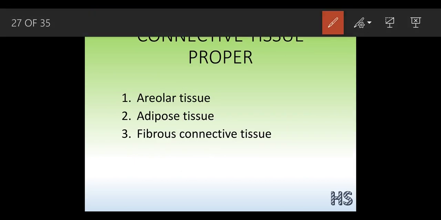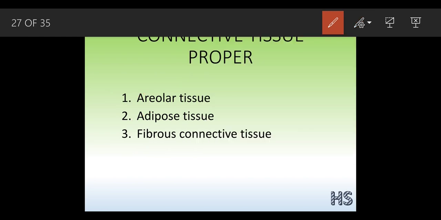These connective tissues are classified. The connective tissue proper has been classified into 3 types: the areolar, adipose, and the fibrous connective tissue. Let's understand one by one.